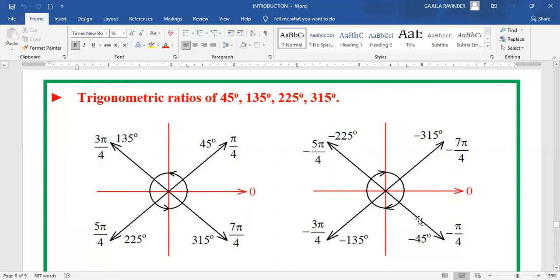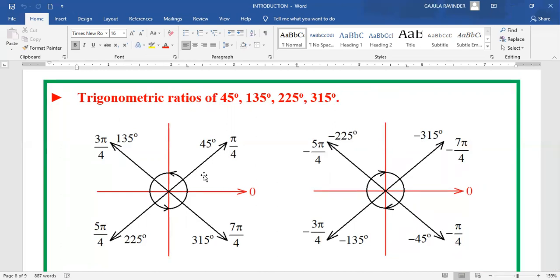This is the terminal ray of minus 45. So measuring in clockwise direction, this is minus 45 degrees, minus 135 degrees, minus 225 degrees, minus 315 degrees. Whereas in radians, minus pi by 4, minus 3 pi by 4, minus 5 pi by 4, minus 7 pi by 4. So for all these, either it is in clockwise direction or anti-clockwise direction, you need not worry about the angle, but one thing you must remember, whether it is the middle of a quadrant or not. When it is the middle of a quadrant, you can easily write the values of trigonometric ratios.